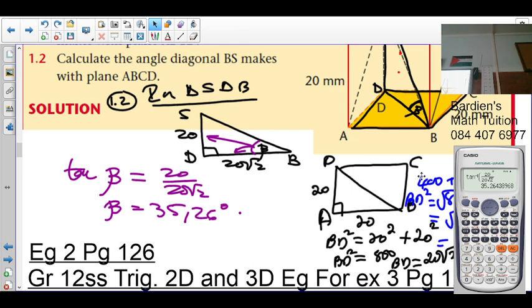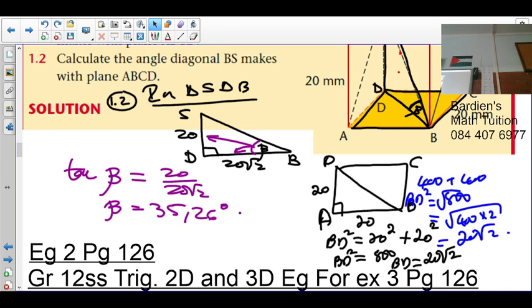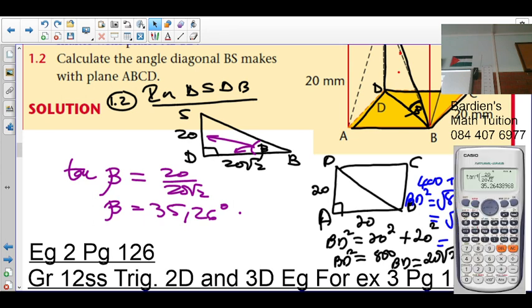Okay, anyone else want to confuse us? No? So with that you should be able to do exercise 3 on page 126. Alright. You guys can start with it now. I'll stop the video at this point.